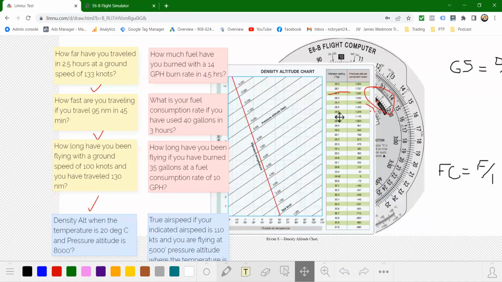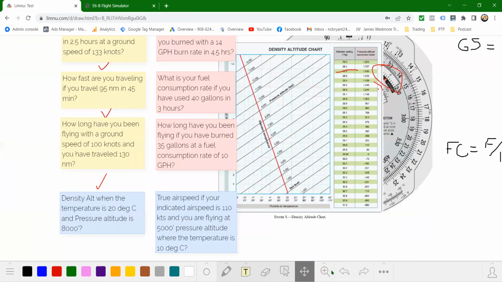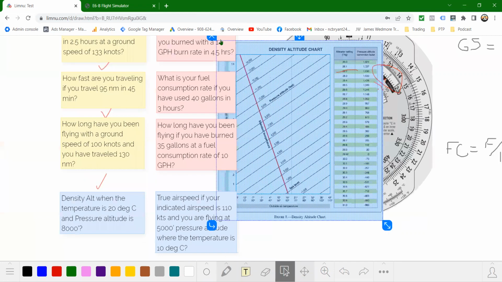Uh-oh. Oh, there we go. Thought I lost everything for a second. Okay, let's get rid of this.